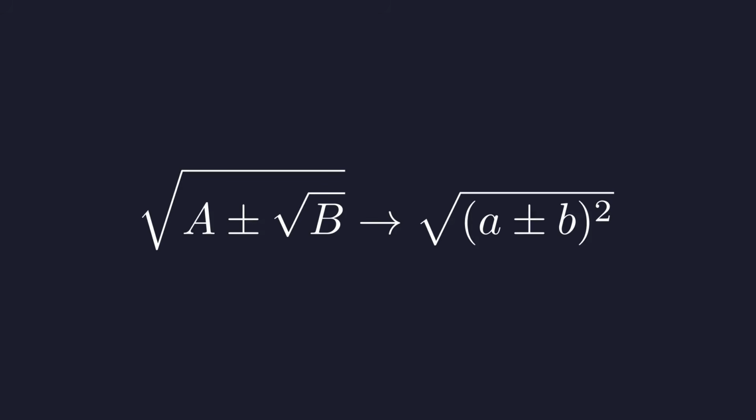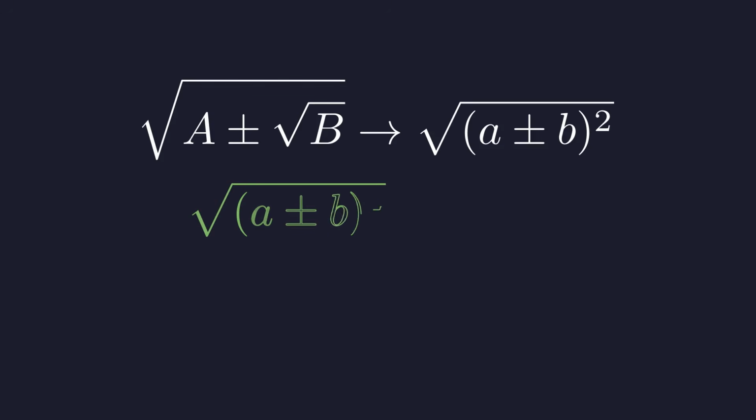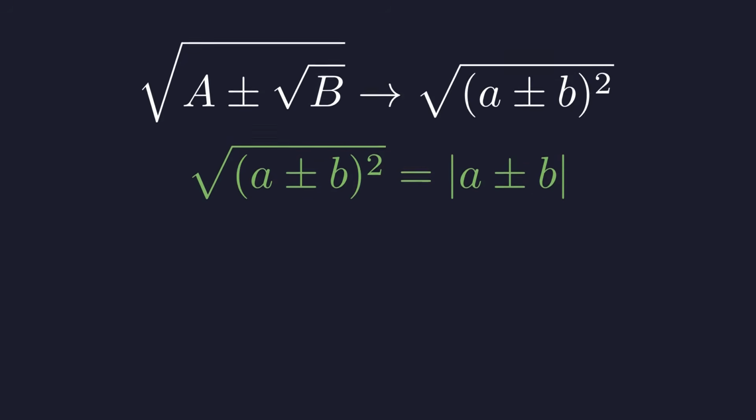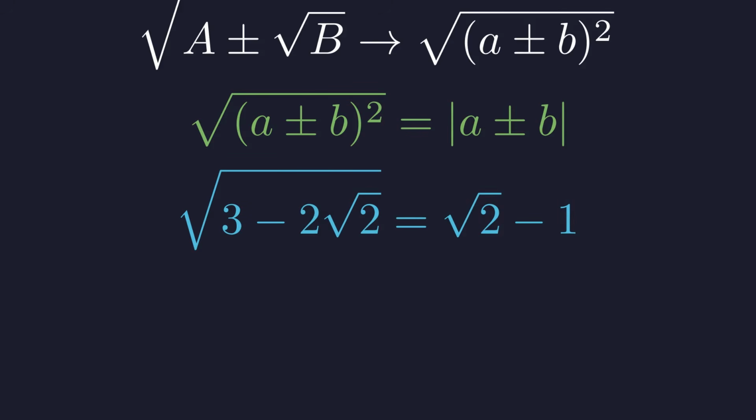Let's step back and look at what we really did here. When you see a nested radical, the strategy is to check whether the inside can be written as a perfect square. Once you have that form, simplifying becomes straightforward. What started as a nested radical simplified to this clean expression. It's a nice example of how recognizing algebraic patterns can transform a seemingly difficult problem into something elegant.